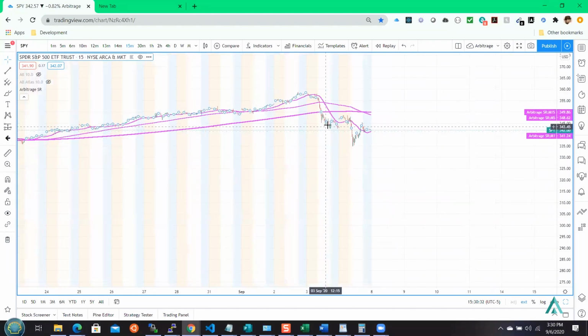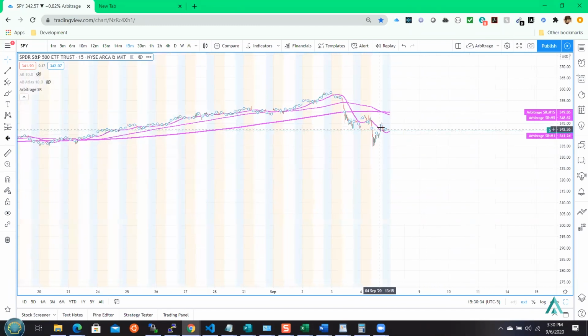And as long as we're underneath, now we're trying to see if it's going to find support on this 1 minute. And basically, that's just a 1 minute. It has to get back over to 15 minutes to get back into a longer term trend.